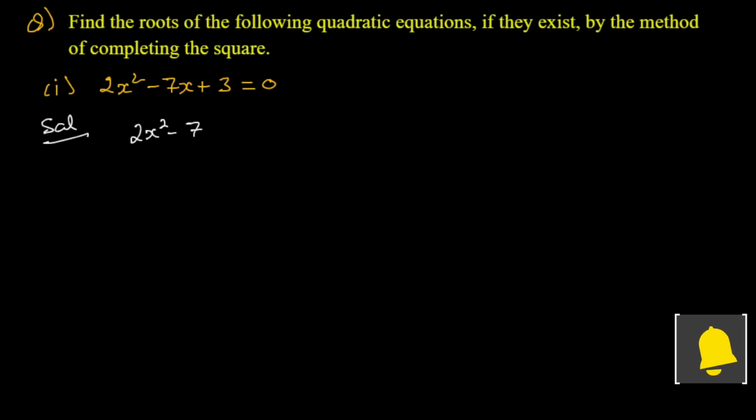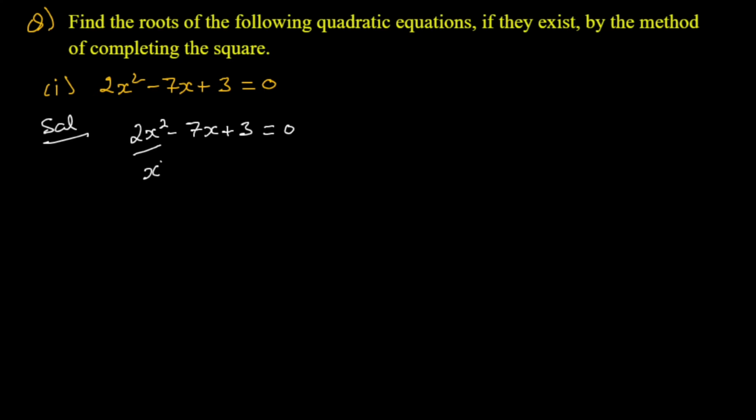So writing this again. If we know that the coefficient of x² should be 1, what we will do is divide throughout by 2, because here it is 2 and it should be 1. So dividing throughout by 2, this will be x² − (7/2)x + 3/2 = 0. Now we will take 3/2 towards the right. So this will be x² − (7/2)x = −3/2.